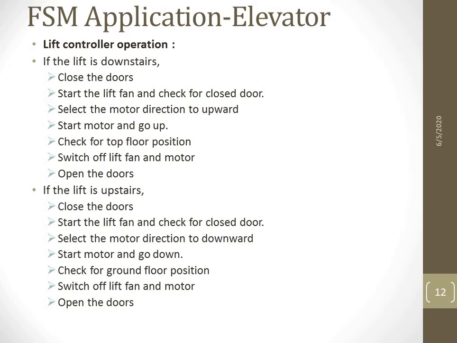If the lift is in upstairs, again we need to see whether the doors are closed or not. Start the lift fan and check for closed door. Select the motor direction to downward, because it is in upstairs, it should move downward. Start motor. Without motor help it cannot come down, so start motor and come down. Check for ground floor position, that means selection of ground floor, and once it arrives, switch off light, fan and motor and open the doors to come out.